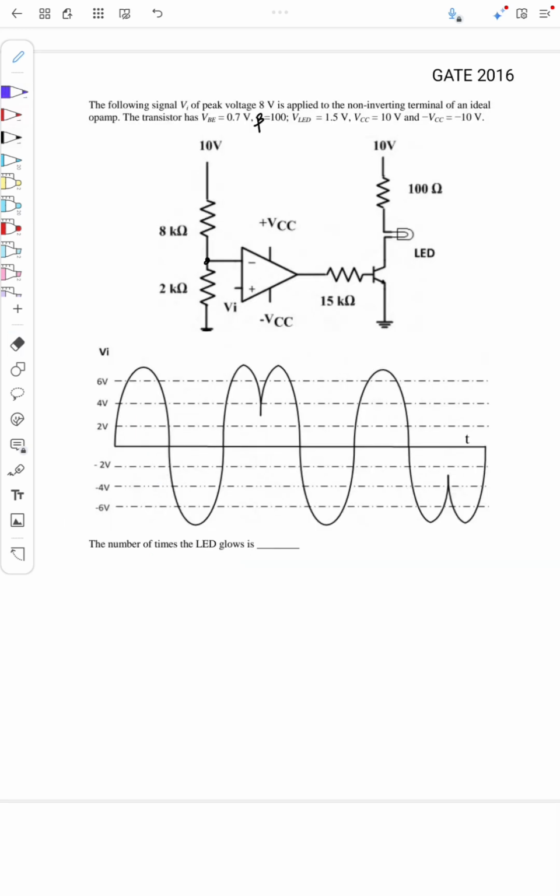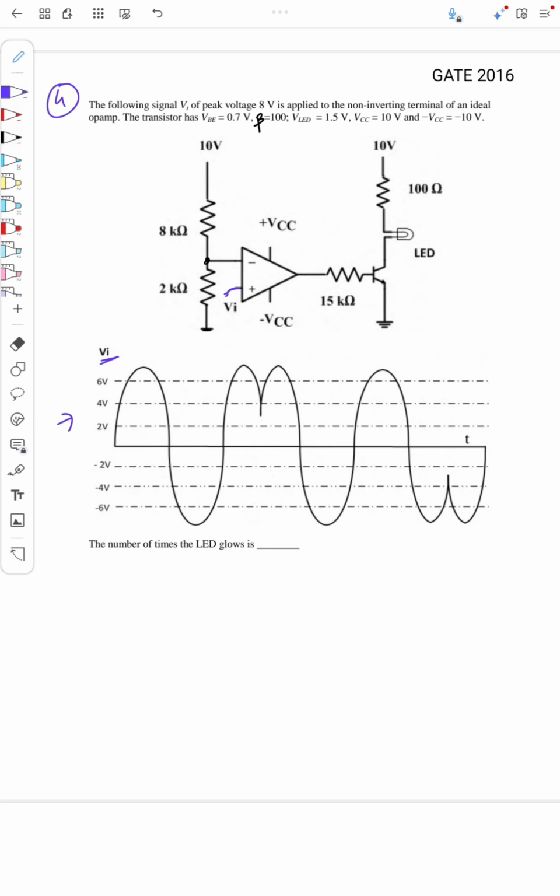So this is a question from GATE 2016. The question is, the following signal Vi of peak voltage 8 volt is applied to the non-inverting terminal of an ideal op-amp. The transistor has Vb equal to 0.7 volt, beta equal to 100, VLED equal to 1.5 volt, VCC equal to 10 volt, and minus VCC equal to minus 10 volt. The number of times the LED glows is, so we need to find, if this is the Vi signal applied here, how many times this LED will glow.